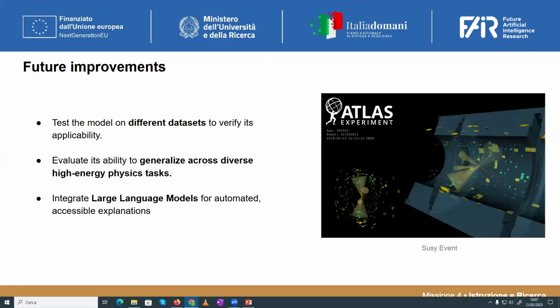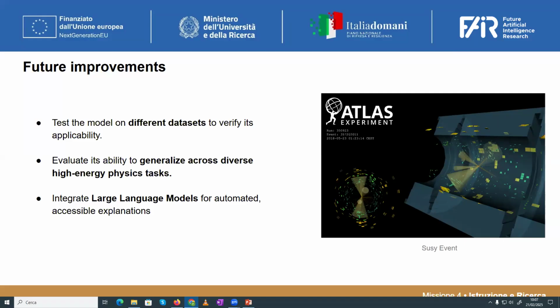So as future improvements of this model, the first thing that we are going to do is to test the model on different data sets to verify its applicability, because this supersymmetry data set is very simple. So we also want to test the model on graphs that have more nodes, and also that have different types of connectivity. And also we want to evaluate the ability to generalize across different high energy physics tasks.